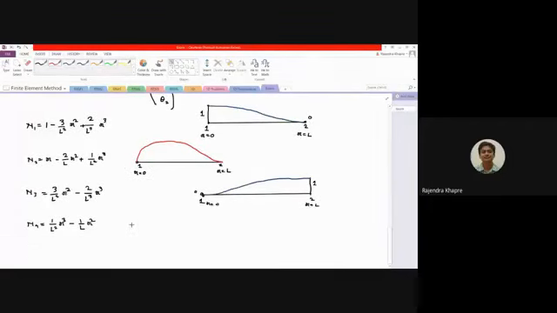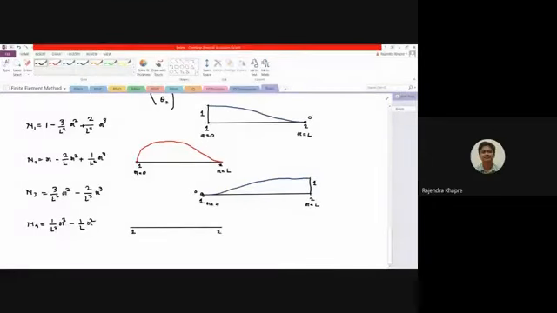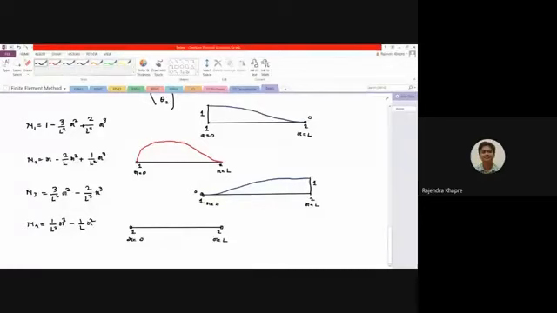Let me draw a straight line over here. Let me put a black line. So this is the case, and here I'll be having node number 1, and this as node number 2. Here the value of x is 0 and here the value of x is L. In this particular case also, if you substitute the value of x as 0, the n4 value will be 0, and if you substitute the x value as L, the n4 value will also be 0.